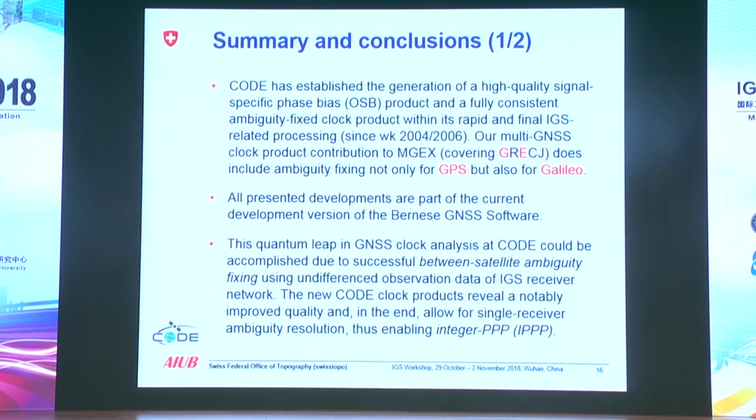This quantum leap in GNSS clock analysis could be accomplished due to successful between-satellite ambiguity fixing using zero-difference observation data of the IGS network. The new CODE clock products reveal a notably improved quality and in the end allow for single receiver ambiguity resolution, thus enabling integer PPP.